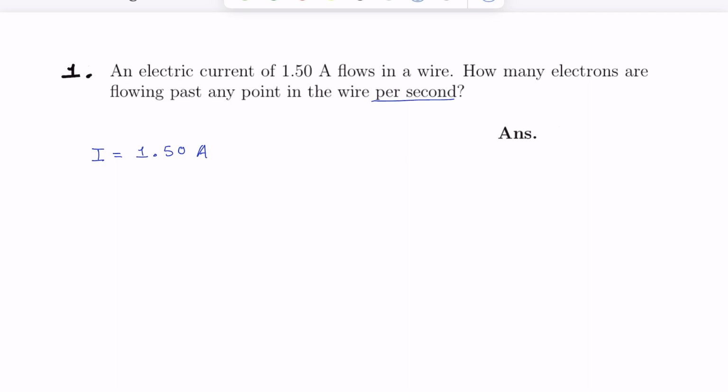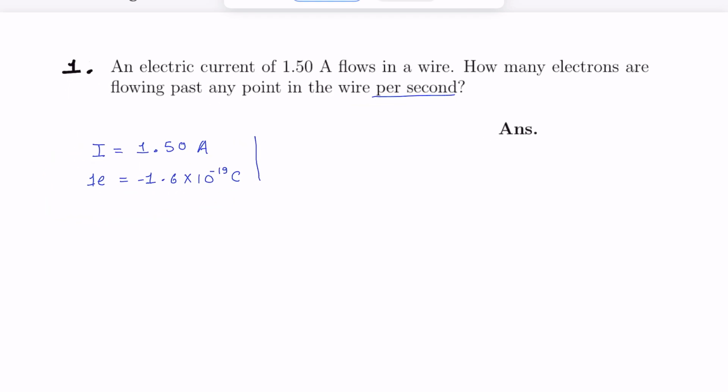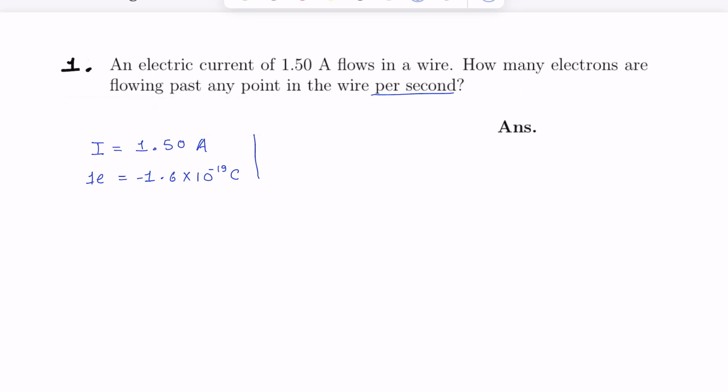So one electron carries a charge of minus 1.6 times 10 to the minus 19 coulombs. That I know, or I should get that information from what is provided in the exam, or at least you should know that much. So this question tests your understanding of current, the understanding that current is basically charge per unit time.